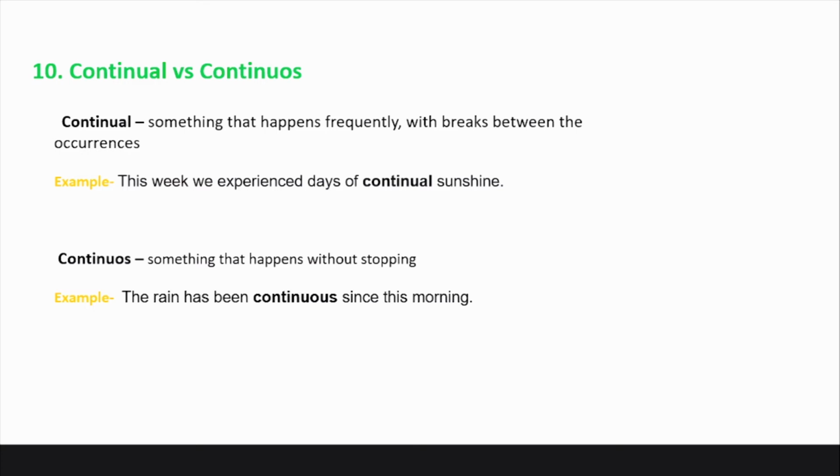Let's look at a 10th pair, continual and continuous. Continual, meaning something that happens frequently with breaks between the occurrences. Let's look at the example. This week we experienced days of continual sunshine. Continuous, meaning something that happens without stopping. Let's look at the example. The rain has been continuous since this morning.